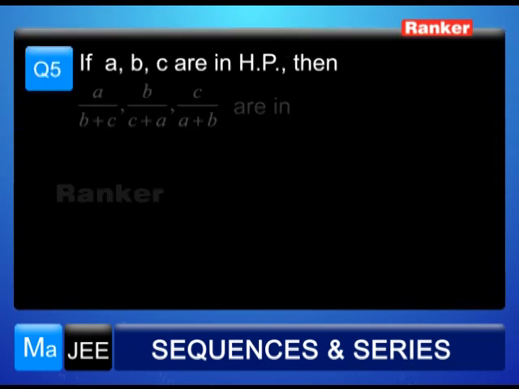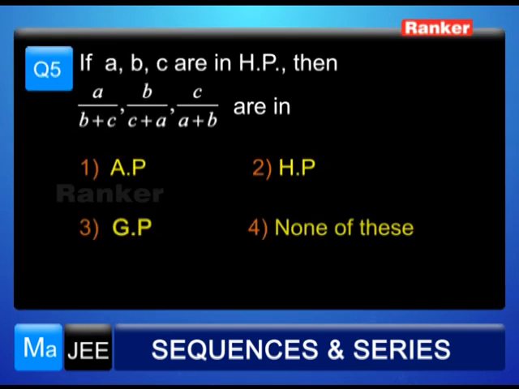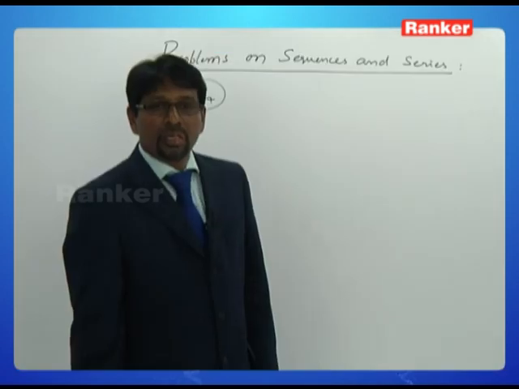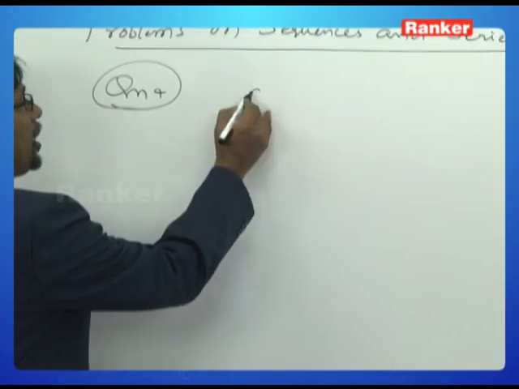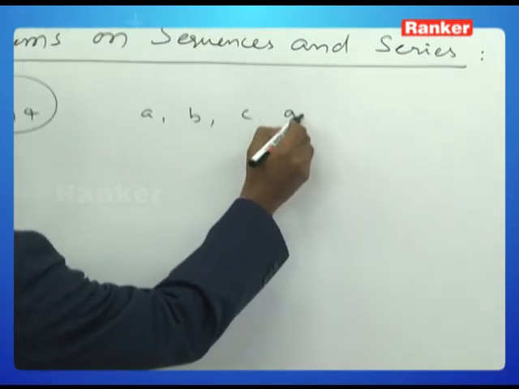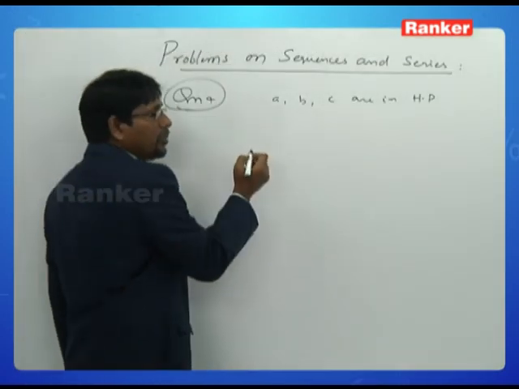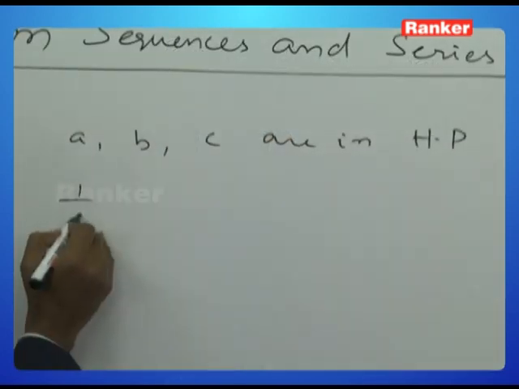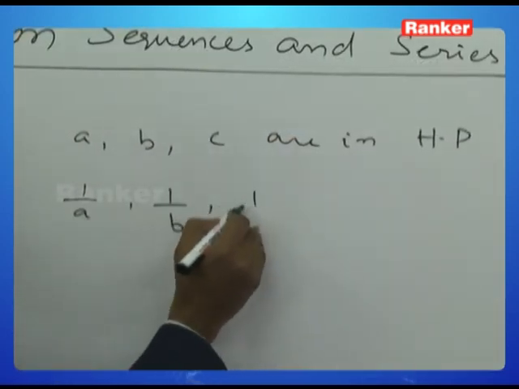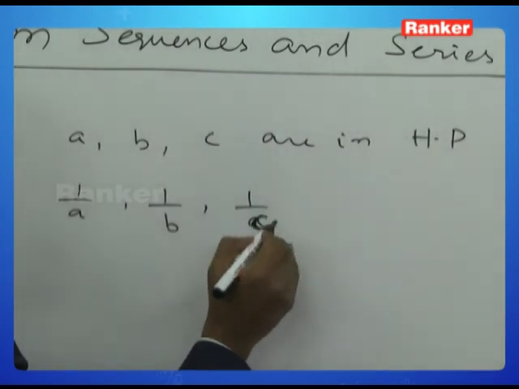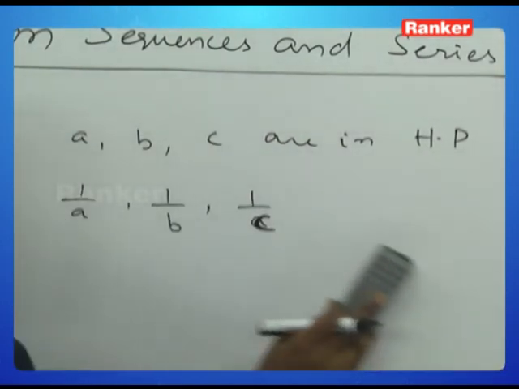Now if A, B, C are in harmonic progression, then A by B plus C, B by C plus A, C by A plus B are in arithmetic progression, harmonic progression, geometric progression, none of these. So let us look at how to go about this. A, B, C are in harmonic progression. So what is that immediately that we can conclude? 1 by A, 1 by B, 1 by C are in AP.